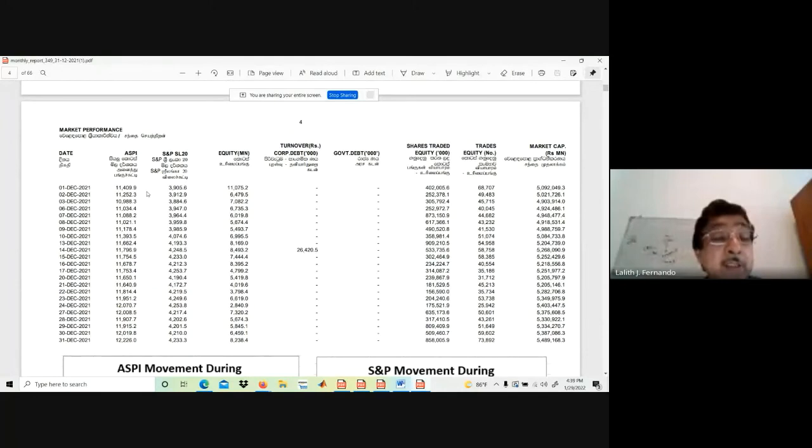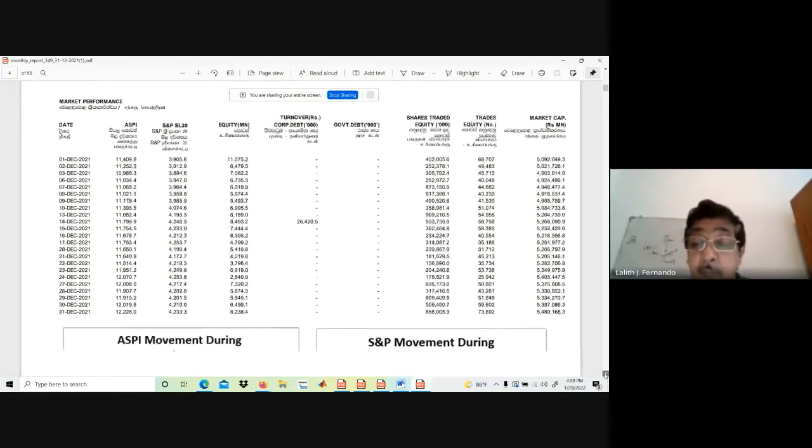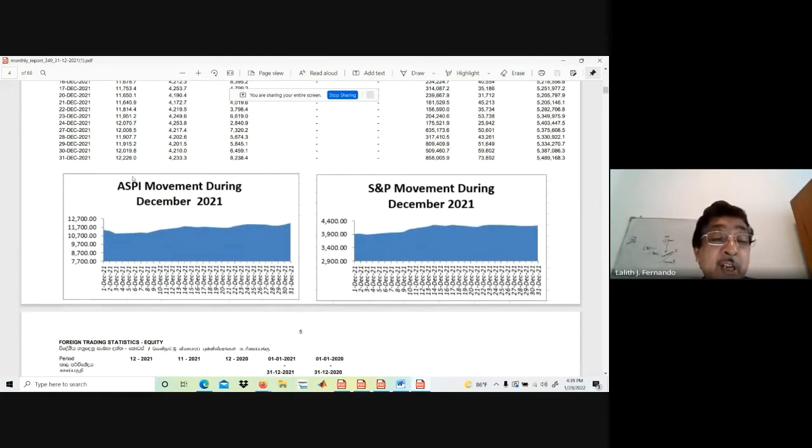And you can just see how these changes have taken place. So it started with 11,494.0990 and goes like this. So you can see the different changes. And there's a chart given: SPI movement in this month of December, and S&P movement in the month of December.